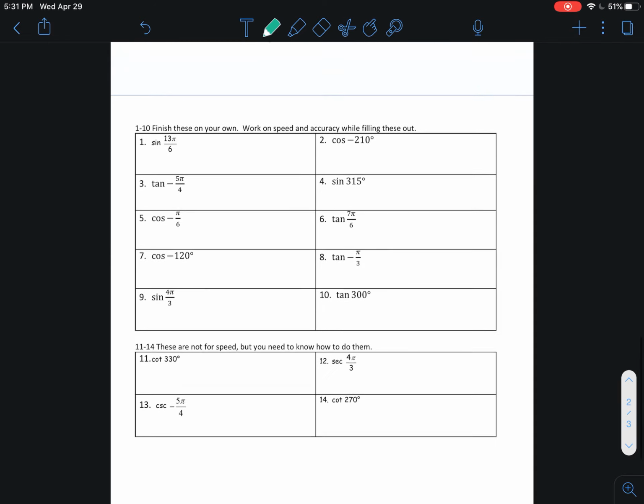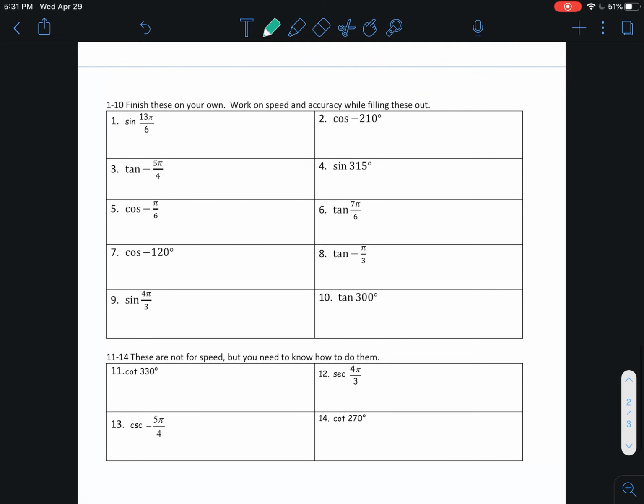I want you guys to try these last 14 questions. See how fast you can go through 1 through 10. Or if you're not understanding it very well, see how much you can wean yourself off of using the unit circle. Try to use it less and less for each question as you figure them out more and more.